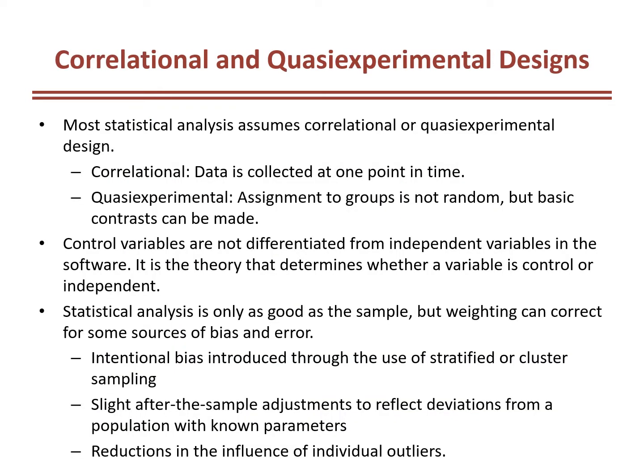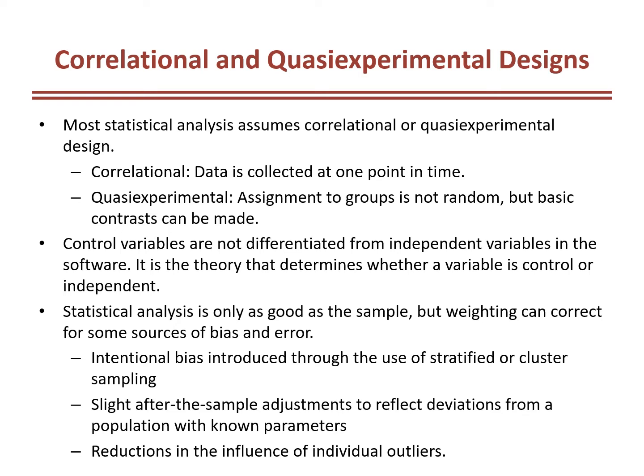Finally, we do have issues about the sample in correlational and quasi-experimental designs. It's important to remember that a statistical analysis is only as good as the sample. But there is a technique called weighting that can correct for some sources of bias and error. Some of these biases are intentional. They occur when I use a stratified or cluster sampling technique. There can also be slight after-the-sample adjustments in order to correct for deviations from a population with known parameters. Finally, there are weighting techniques that also can reduce the influence of individual outliers.